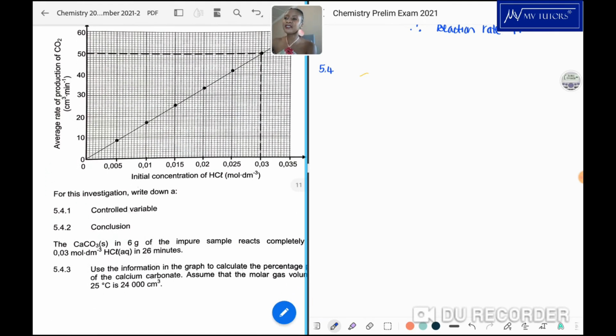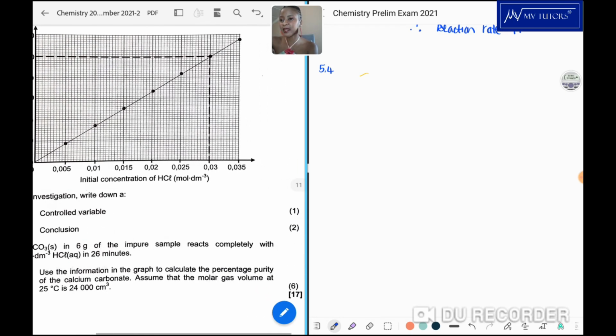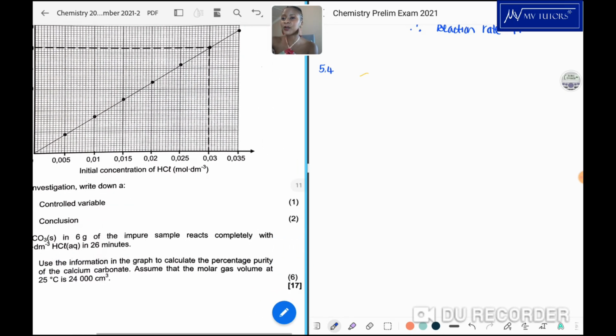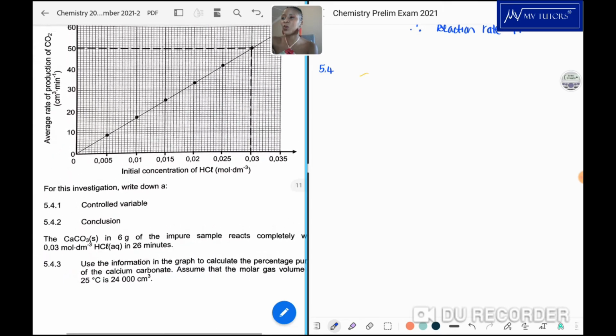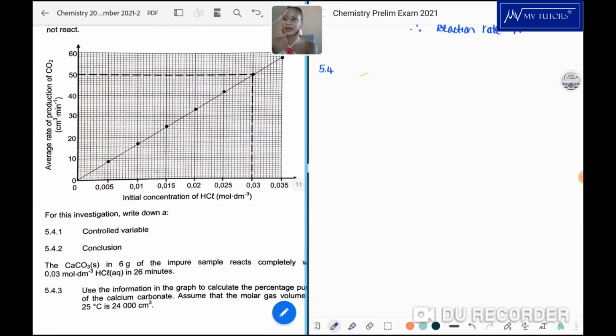Now, for this investigation, write down a controlled variable. Okay, just want to check the marks and the conclusion. So what is the controlled variable at this point in time? 5.4.1.